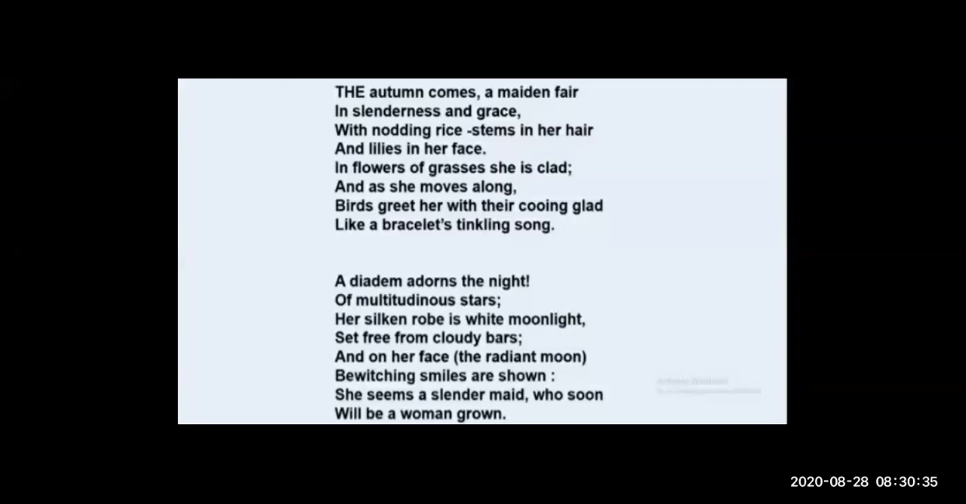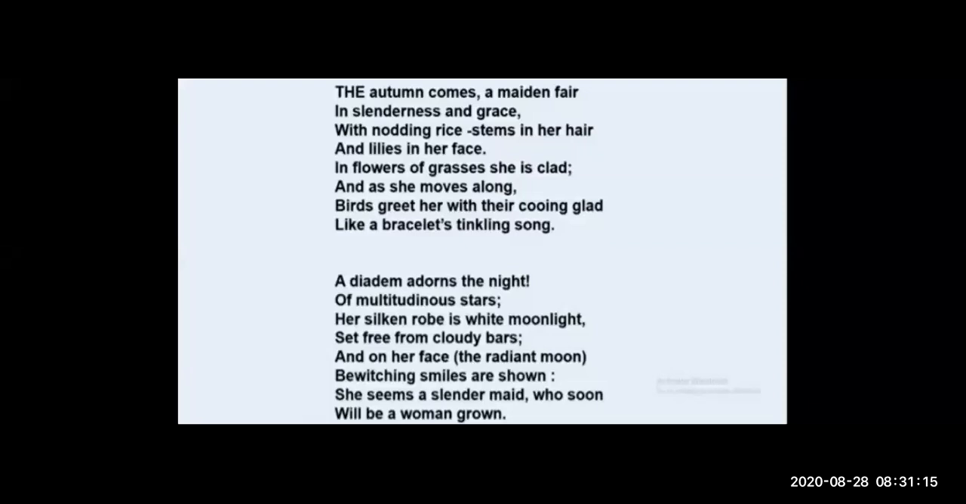Then one more figure of speech is used, metaphor. The autumn comes a maiden fair. Here the metaphor figure of speech is used. Then alliteration is also used in this poem, a line we will see. See, she slims a slender maid, who soon will be a woman grown. See, she slims a slender maid. Again, the repetition of the letter S sound is there. So here the figure of speech alliteration is also used.